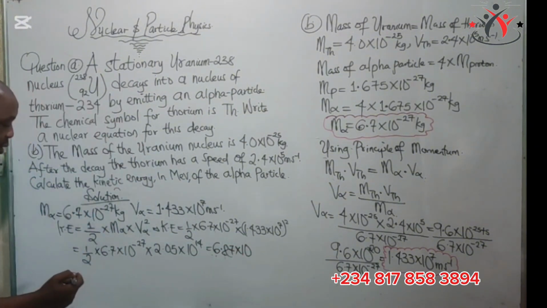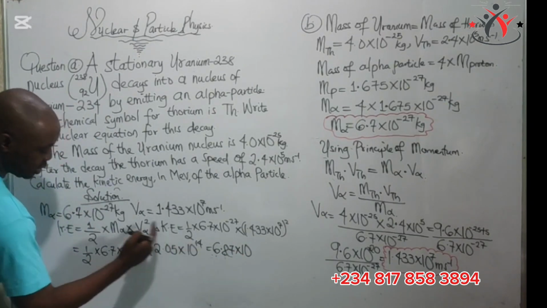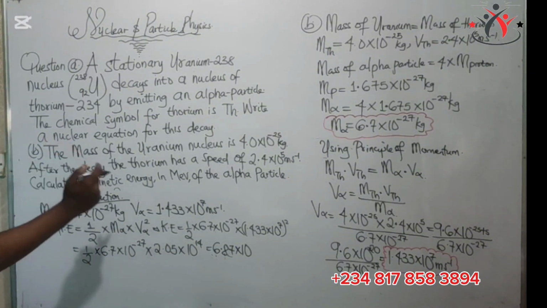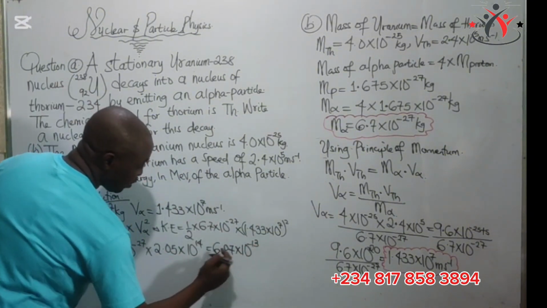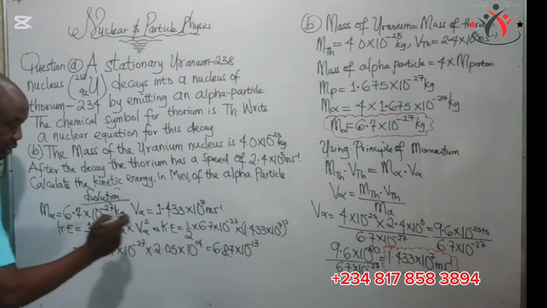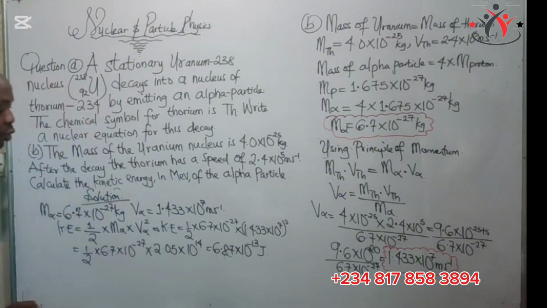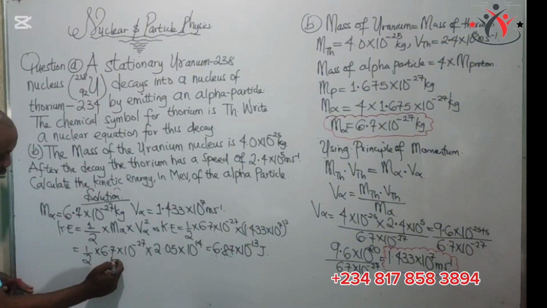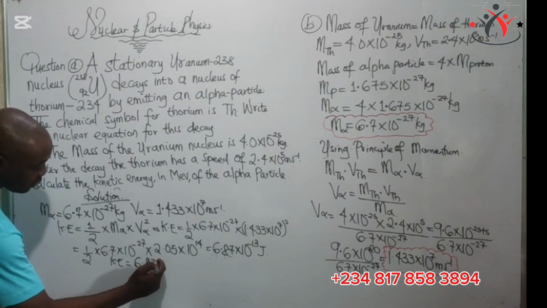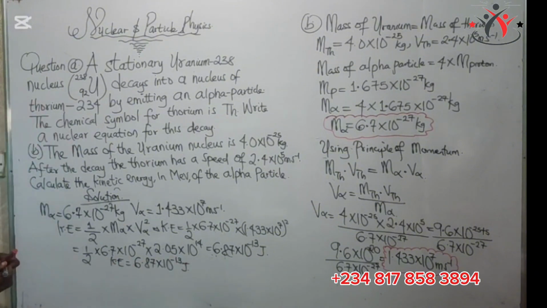Multiplied by, now when we combine the powers of 10, negative 27 plus 14, that'll be negative 13. That is minus 27 plus 14, that'll be minus 13. Okay, and that will be in joules. So this is the kinetic energy in joules: 6.87 multiplied by 10 raised to the power of negative 13 joules.